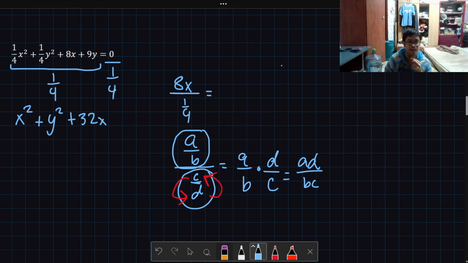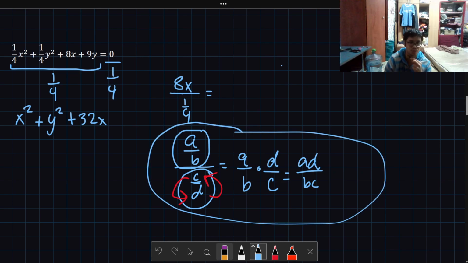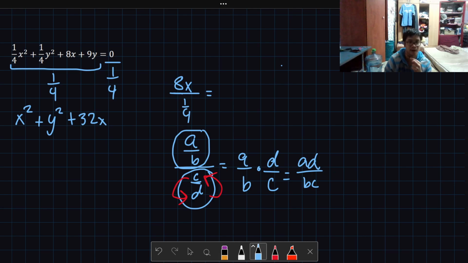All right? So here, you see, we have 8x all over 1/4. Can we still apply this rule? Yes, we can. All we need to do is first copy the numerator, which is 8x, times the denominator, which is one fourth, but the positions should be switched. So we will have 4 all over 1. All right. And remember that if you're going to multiply a whole term to a fraction, you will multiply it to the numerator.